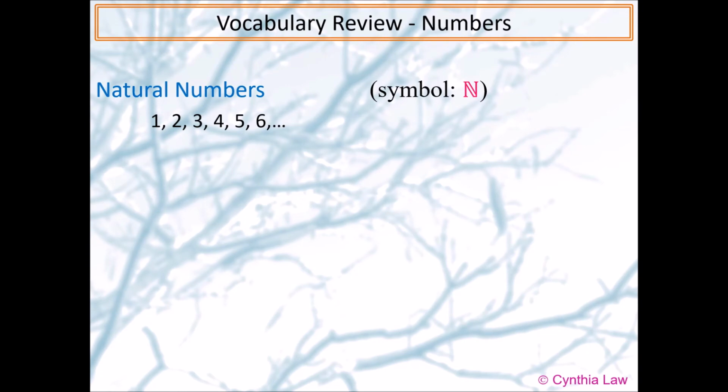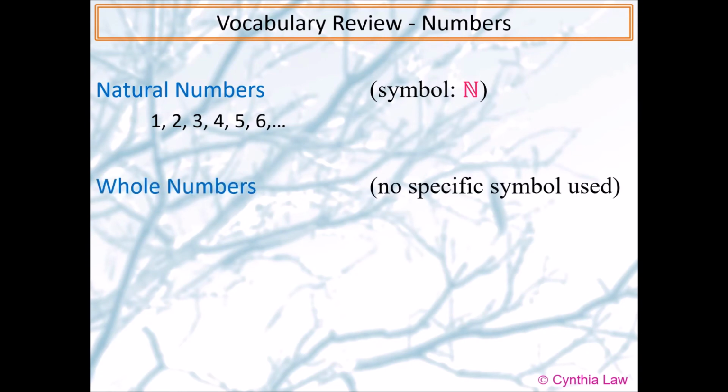The next set of numbers is called the whole numbers. There's actually no specific symbol used. There are different ways of expressing it. We won't talk about it here. So the whole numbers, we start counting from 0, and then we go up. So 0, 1, 2, 3, 4, 5, etc.